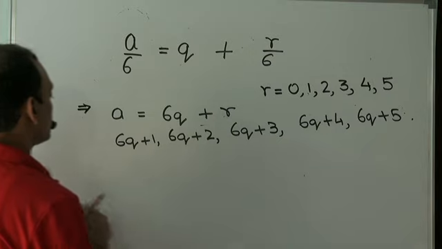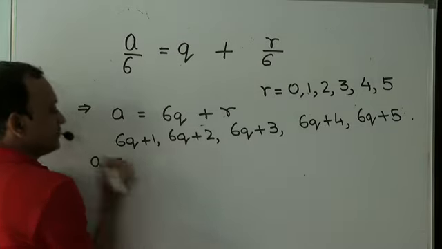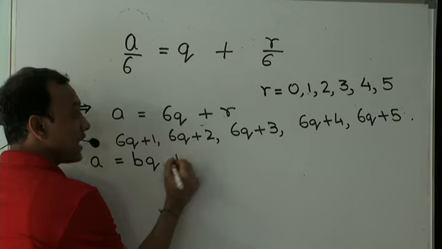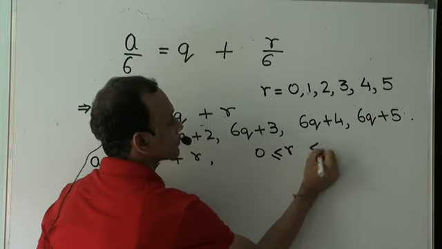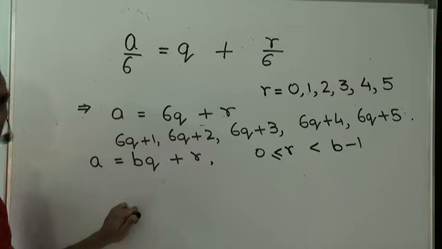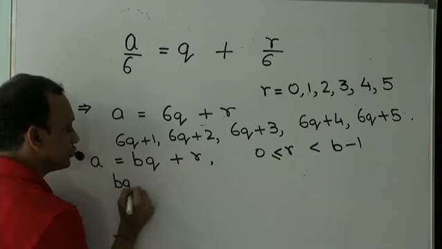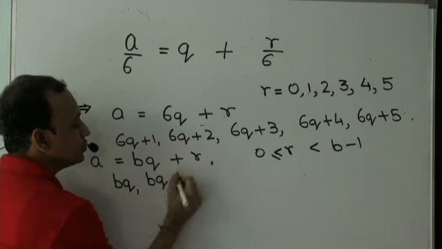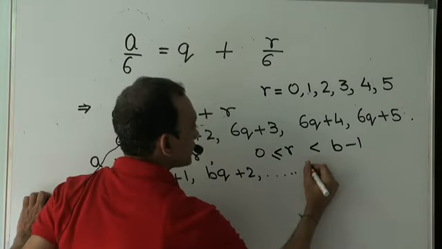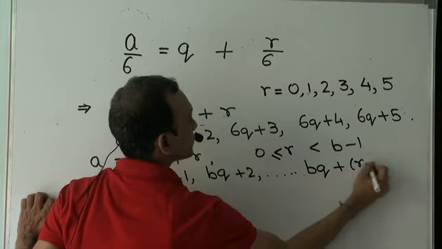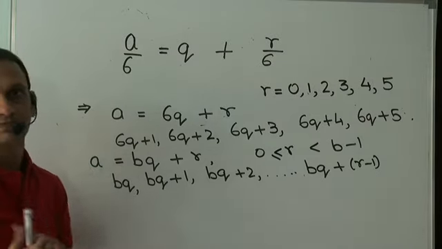In exactly the same way, any number a could be written in terms of b as bq plus r, where r would assume values from 0 to b minus 1. That means when r is 0, the number becomes bq. When r is 1, the number becomes bq plus 1. When r is 2, the number becomes bq plus 2. When r is b minus 1, the number becomes bq plus b minus 1, where q is an integer referred to as the quotient obtained on dividing a by b. Make sense to you? Right?